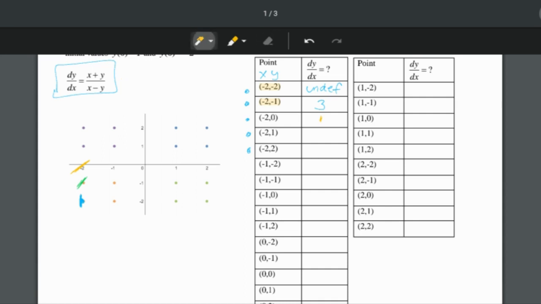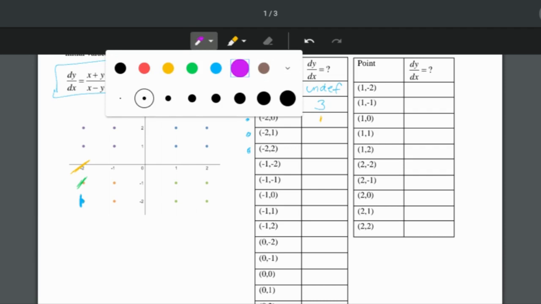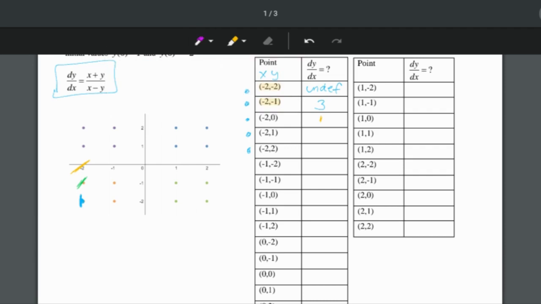All right. Next one, (-2, 1). If we add our x's, it's going to be -2 plus 1. If we subtract them, -2 minus 1, you get -1 over -3, or +1/3. So again, at this point, you go up 1 over 3. If we were graphing the whole line, it'd be at that angle.